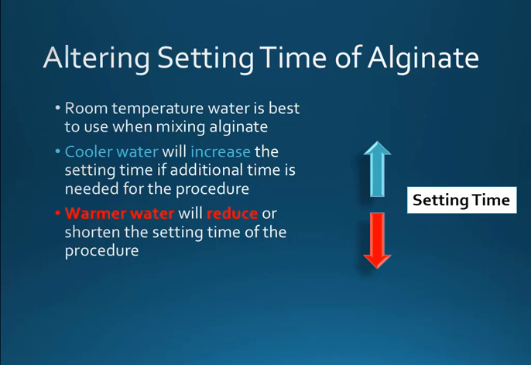So in cases where you're working with a fast set material and you need a little extra time because maybe your patient's a little bit more difficult, you can go ahead and use cooler water to slow that down. Now, if you have a normal set alginate material that's only available and you want a quicker set, go ahead and add some warmer water.